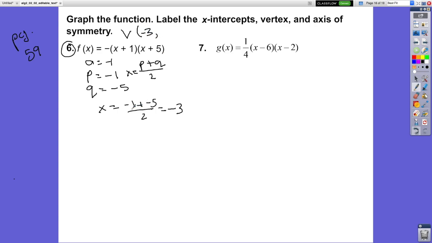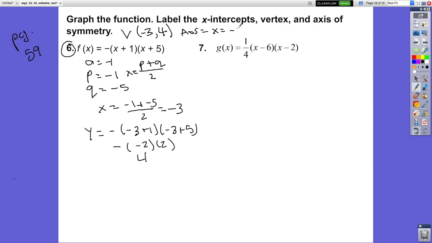Now, to find the y, you just take this -3, we're going to plug it back into this equation. So y equals (-3 plus 1) times (-3 plus 5). It's going to be -2 times 2, and that's going to be -4. So, yay, we have our vertex. That means we know our axis of symmetry is going to be x equals -3, and we know that because a is negative, this is going to be a maximum, and the maximum is going to be at 4.